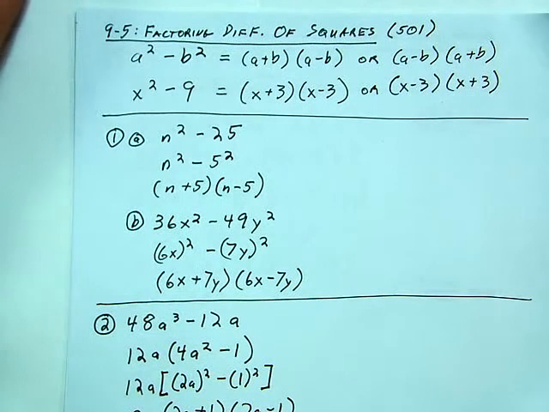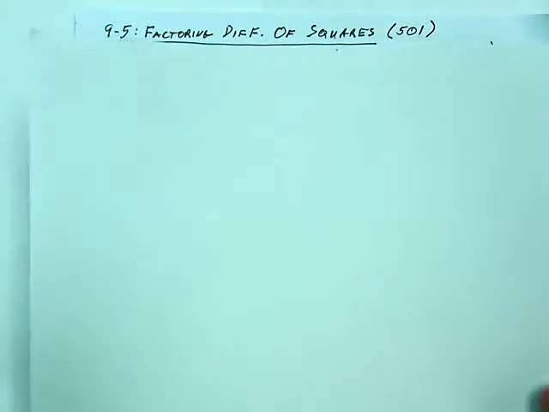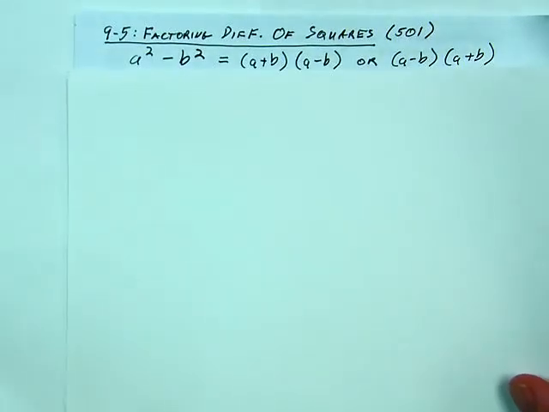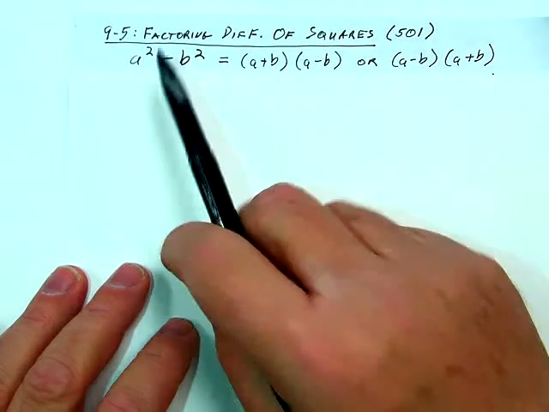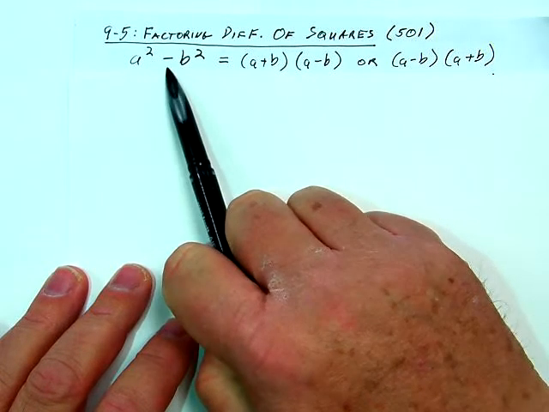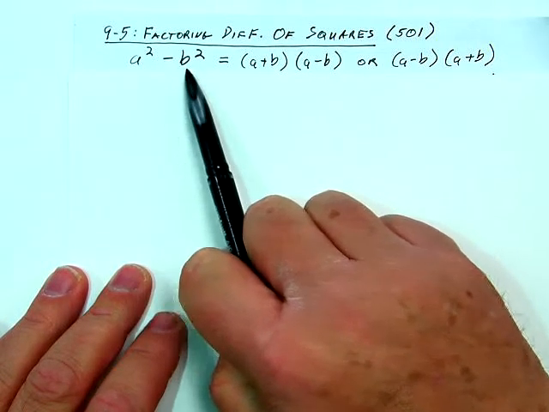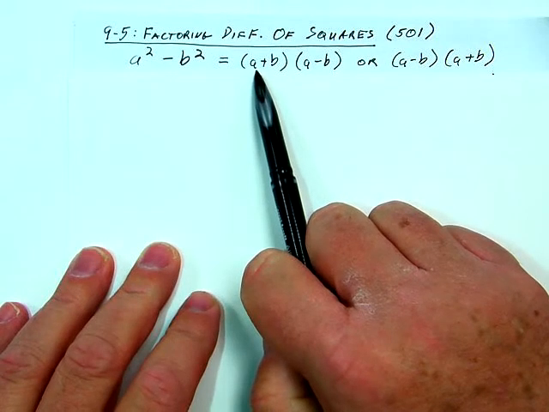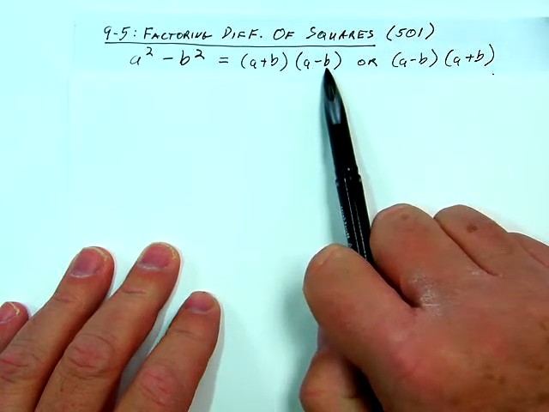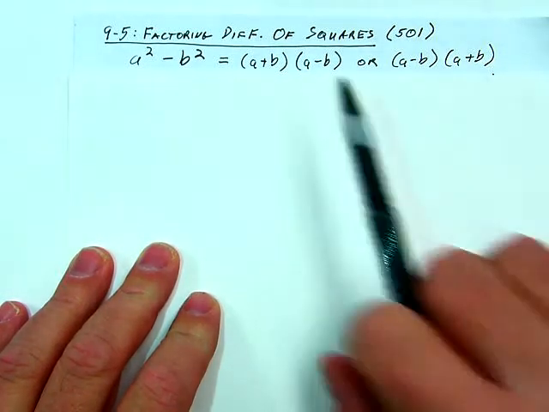Okay, let's do lesson 9.5, factoring the difference of squares, page 501 in your book. Let's start off with understanding what the difference of squares is. It's a simple rule that says if you have a squared number minus a squared number, okay? So two different squares with a minus sign between them, they automatically can be factored to a plus b times a minus b, or you can do it in any order, a minus b times a plus b. Either one of those two works.